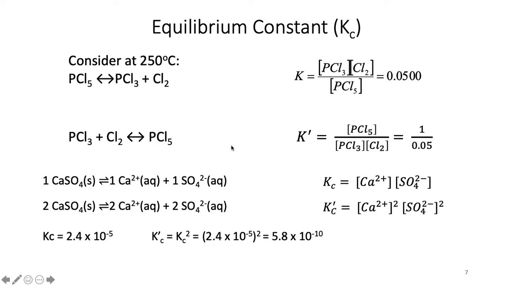What happens if I multiply the reaction by a particular number? Here's one reaction where I have calcium sulfate solid breaking down to calcium ion in an aqueous solution plus sulfate ion in an aqueous solution. Notice that it's balanced. I don't have to write all of these, but I wrote them to show the difference between these two equations. All the molar coefficients here are 1.